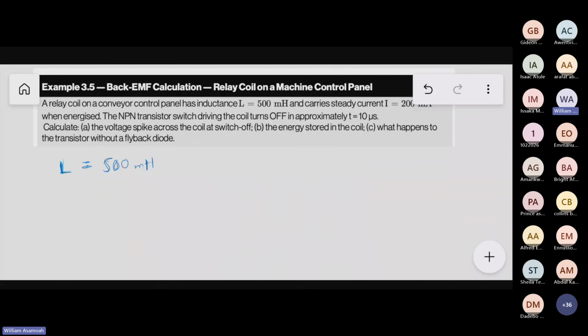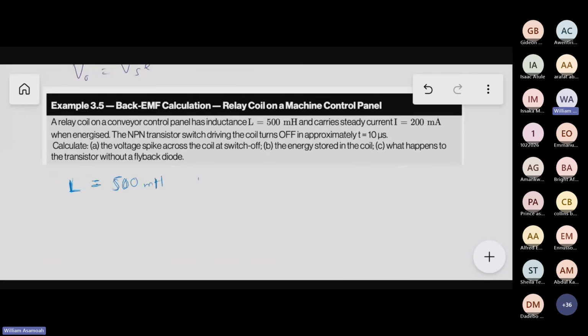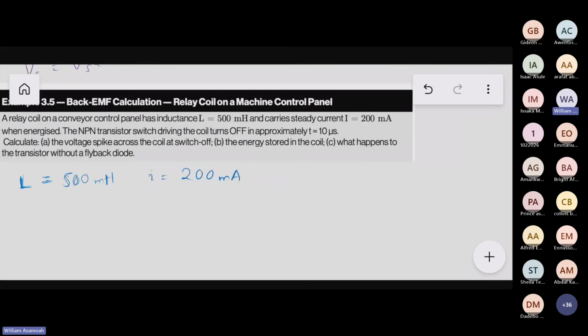Okay, and the current it carries, I is equal to... Have you observed that I always like writing current in small i? That's how I like it. Then it takes a duration of 10 microseconds.